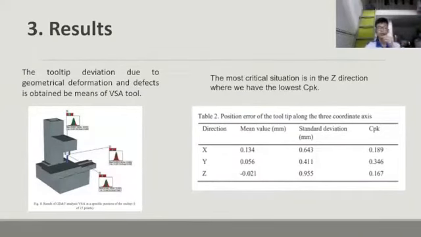And we move to part 3, the results. The tooltip error due to geometrical deformation and defects is obtained by means of the VSA tool. It is shown in Figure 8. The critical situation is in the Z direction where half the load is applied, as illustrated in Table 2.